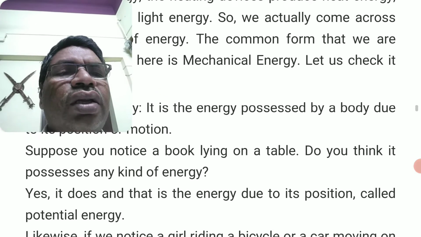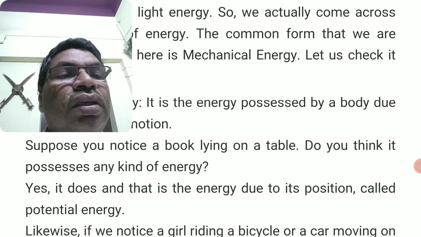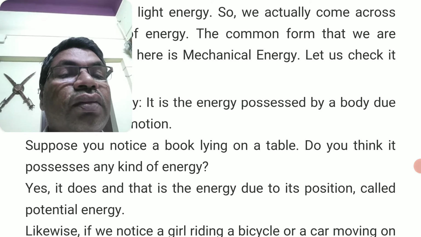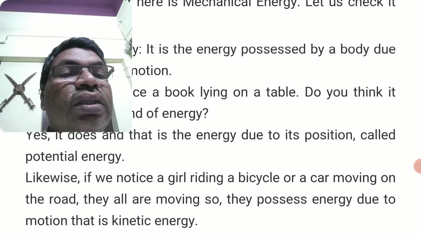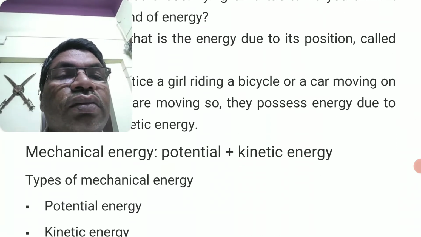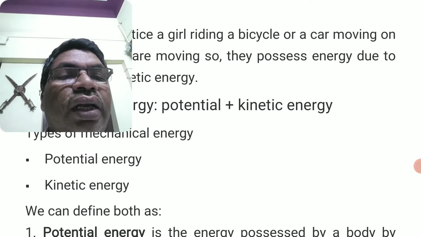How can you say that a book lying on the table possesses potential energy? Imagine there is no table, and the book falls down on its own. Likewise, if we notice a girl riding a bicycle or a car moving on the road, they all are moving, so they possess energy due to motion, that is kinetic energy. So mechanical energy is the sum of potential energy and kinetic energy. Types of mechanical energy: potential energy and kinetic energy.